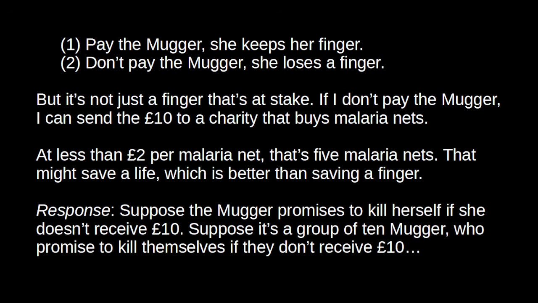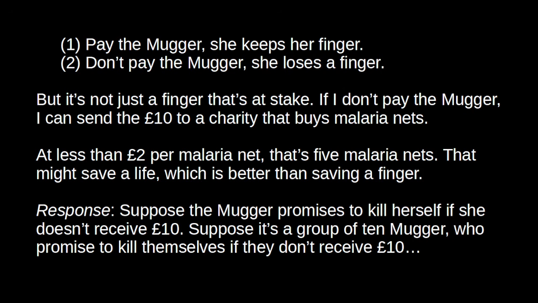Now, losing a finger is bad, obviously, but let's say this charity is providing malaria nets. The average price of a malaria net is less than £2, so that £10 could buy 5 malaria nets. That might save 5 people from malaria. It might well save a life. So better to give the £10 to the charity and possibly save a life than have the mugger lose a finger, right?